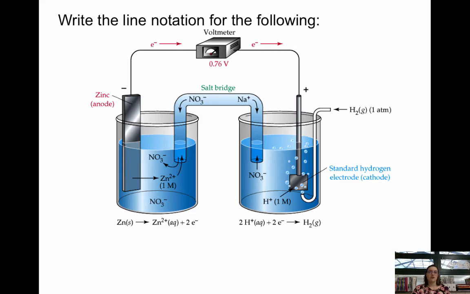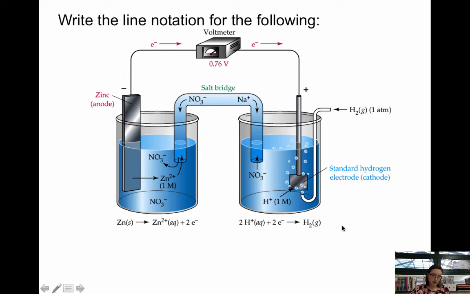I want you to now try to write the line notation for this voltaic cell. Again, go through the steps. Start by determining the anode and the cathode. So look at either the electron flow or the half reactions. Then determine the reactants and products for each, which you're actually already given via half reaction. Then write the anode, then cathode, and include your concentrations when needed.